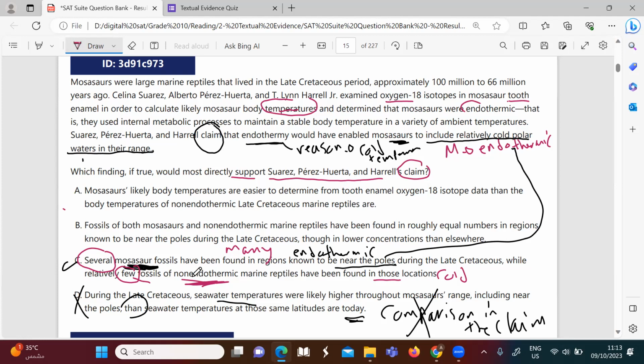So endothermic and non-endothermic are both stated in C. Now here it says fossils of both endothermic and non-endothermic have been found equally, the same in the regions. Is that the claim? That the endothermic and non-endothermic were the same? It doesn't support the claim. The claim says the endothermic ones were the ones in the cold because they are endothermic, so I can't say that endothermic and non-endothermic were equal. This doesn't support it. So the right answer is C.